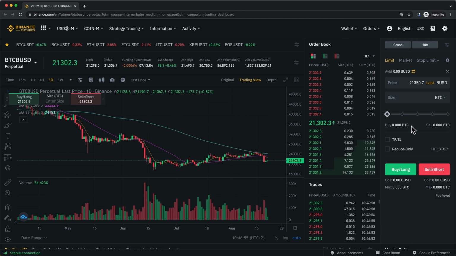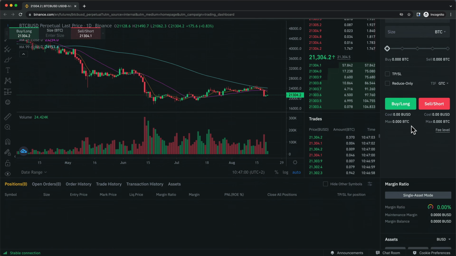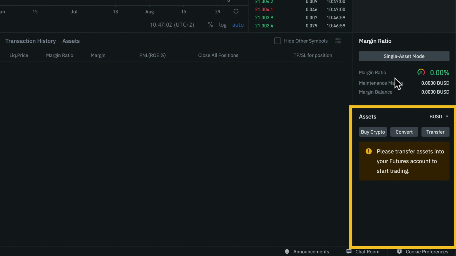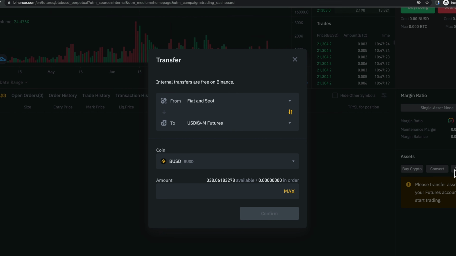Now, before we can trade futures, we'll need to transfer some funds into our futures wallet. To do that, we're going to go down to the bottom right to the asset window. Now, if you don't already have some funds on your Binance account, you can click on Buy Crypto to get some funds on your account. In my case, I already have some funds in my fiat and spot wallet, so all I need to do is transfer over those funds into my futures wallet. So I'm going to click on Transfer.